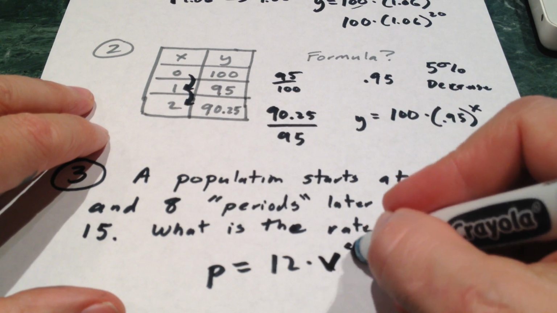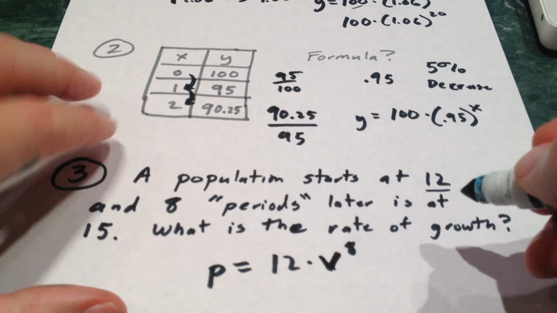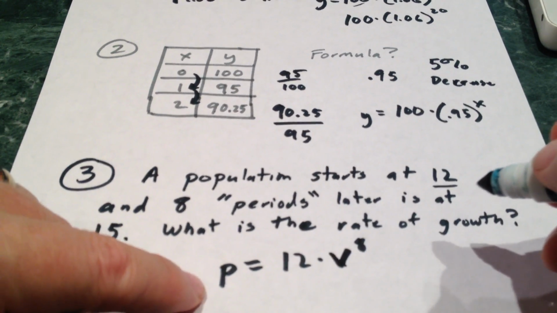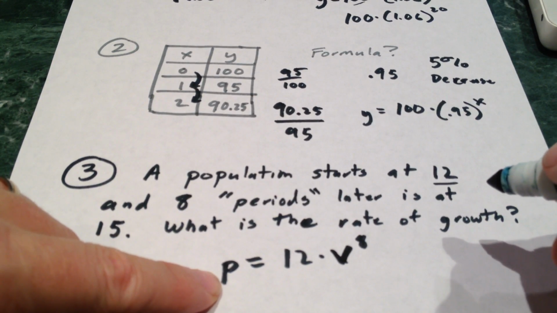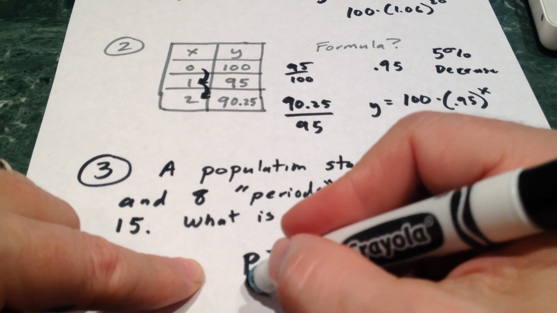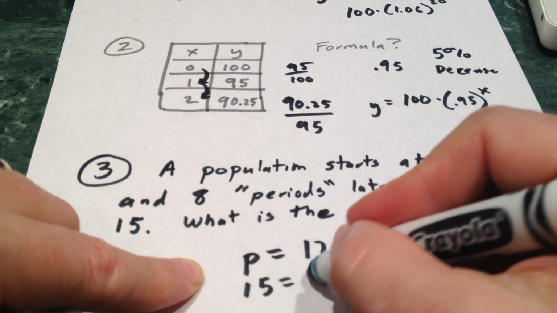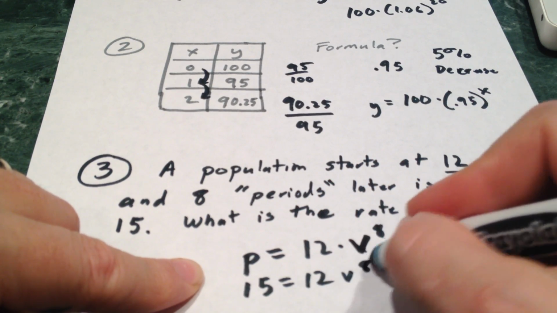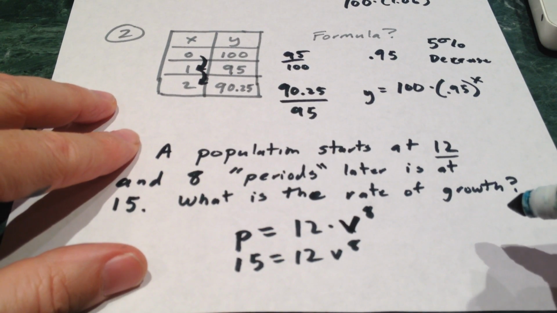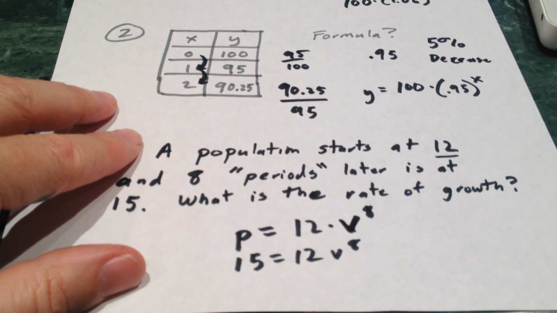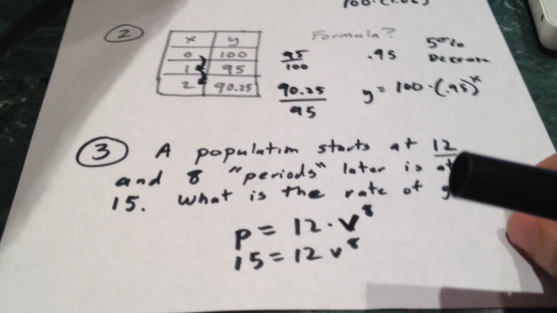8 periods later, it's going to be that. And actually, I know the population here. The final population is actually 15, so I didn't need to use the p there. I do 12 equals v to the 8, and I'm running out of room here.